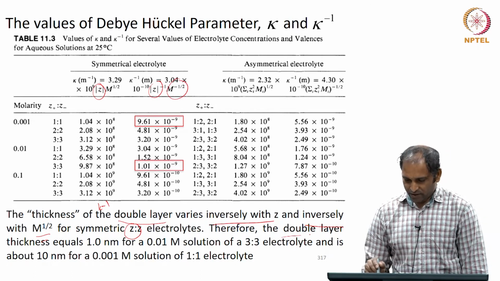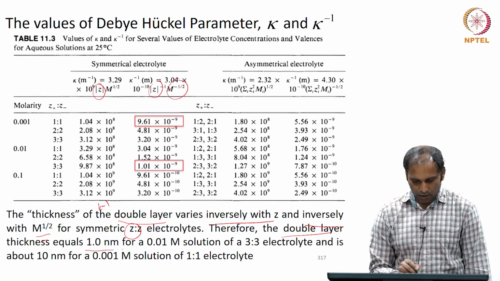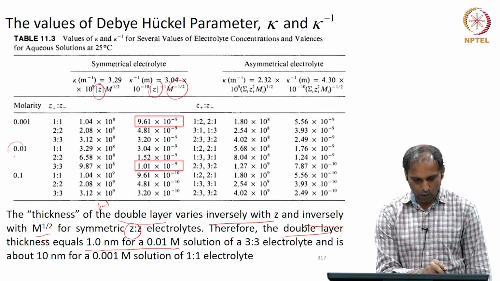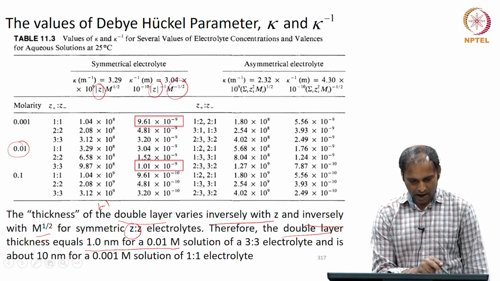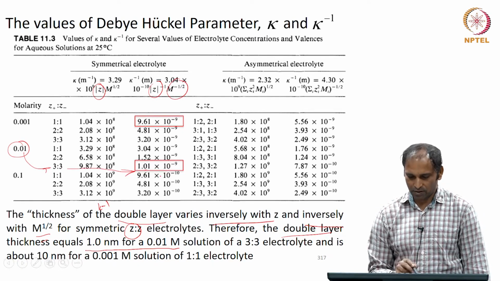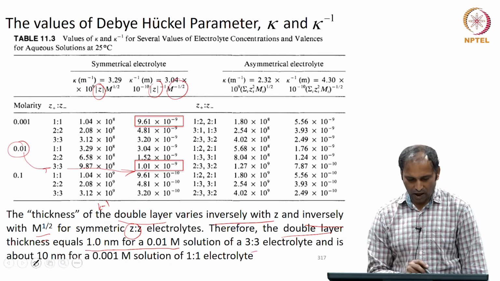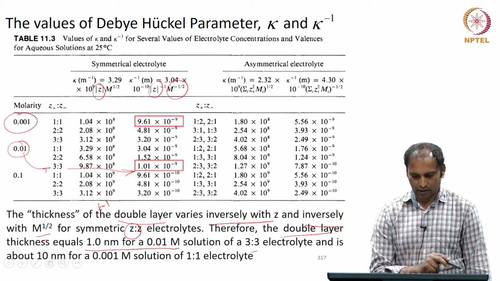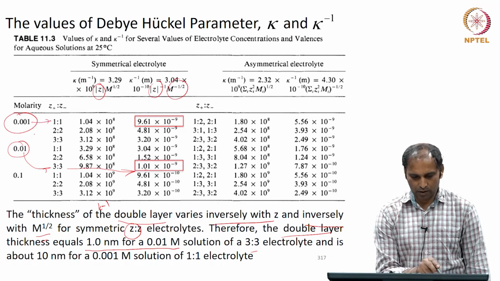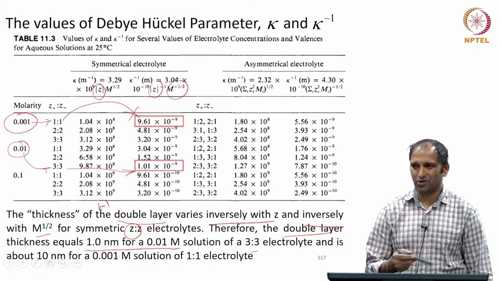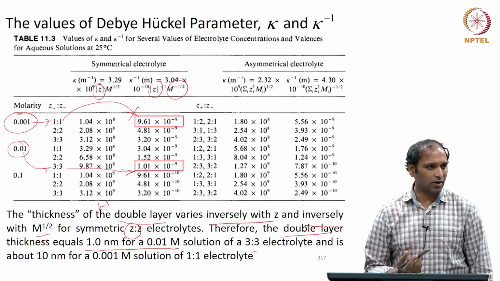And the double layer thickness equals about 1, if you look at this expression. So, I take 0.01 molar, and for a 3:3 electrolyte, the double layer thickness is about 1 nanometer. However, if I take 0.001 molar electrolyte, and it is a 1:1 electrolyte, the double layer thickness is about 10 nanometer.